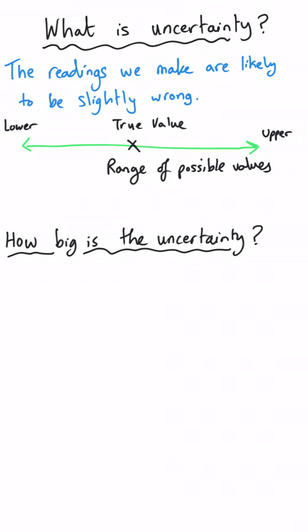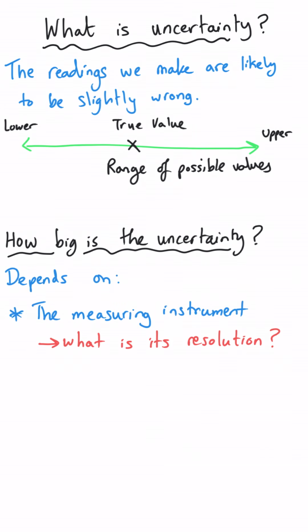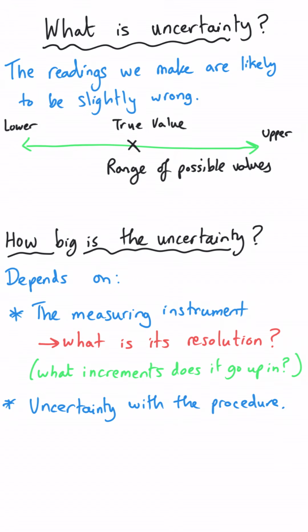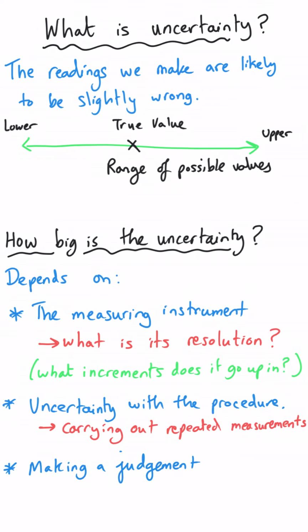For instance, what type of instrument are we using and what is the resolution of that instrument? And resolution is the smallest value that this piece of measuring equipment can actually record. Maybe the procedure itself has some kind of uncertainty to it, and we can try to modify a procedure to limit the uncertainty by carrying out repeat measurements. And sometimes an experiment requires you to make a judgment, and we can never be totally certain that our judgment is 100% correct or that the timing of the judgment was always correct.